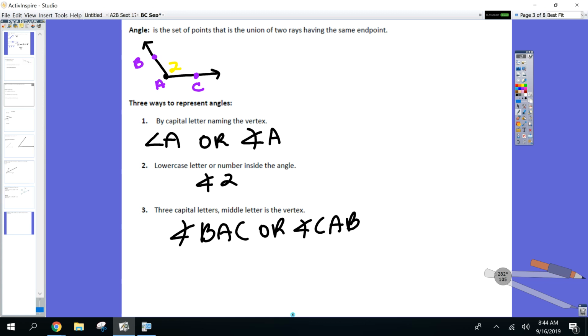All right, just pencils down real quick, just a little heads up here. If you choose to do it this way by naming it by the capital letter, watch out. Here's why. I want somebody to let me know why that would be a problem in this case.